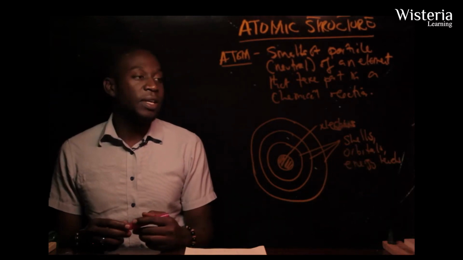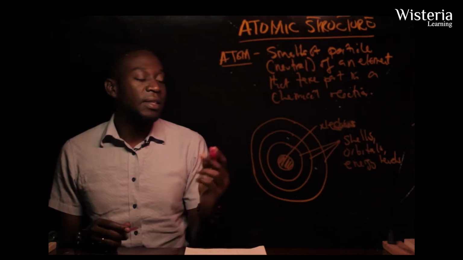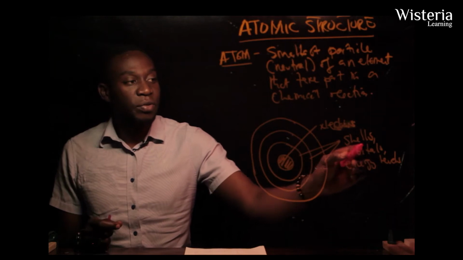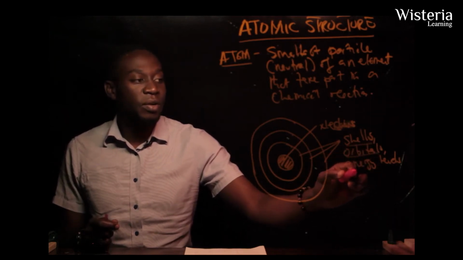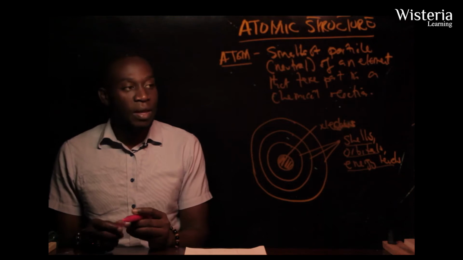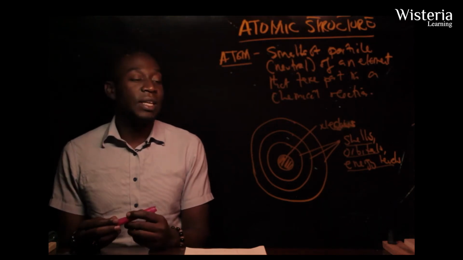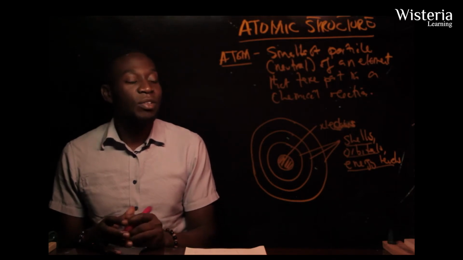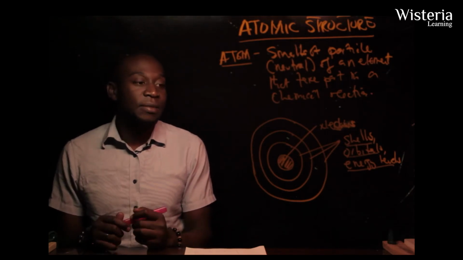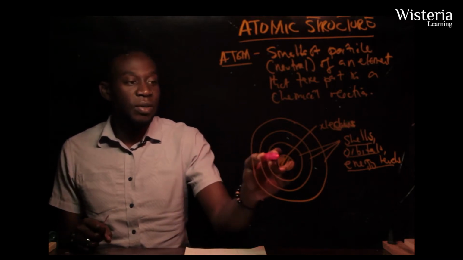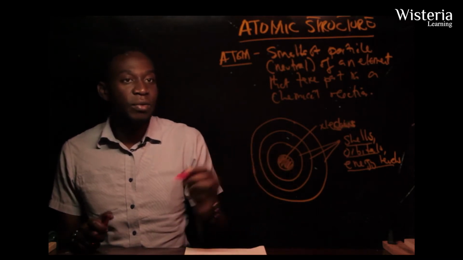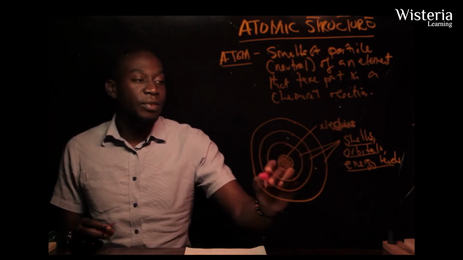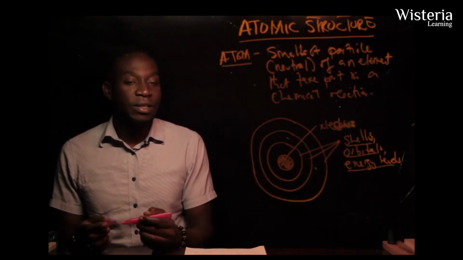So it contains the nucleus. The nucleus is surrounded by shells, orbitals, and energy levels. You can use shells, or you can use orbitals, or you can use energy levels. Now the nucleus contains what we call subatomic particles, and the shells also contain subatomic particles. In the nucleus we have protons and neutrons. Then in the shells, or these energy levels, are what we call electrons.